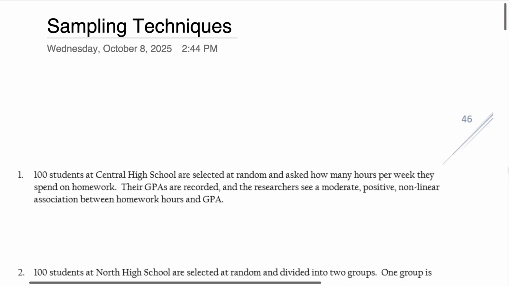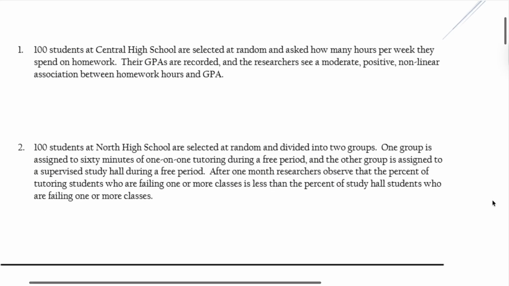In here, we're going to talk about several sampling techniques. First, consider these two scenarios. 1. 100 students at Central High School are selected at random and asked how many hours per week they spend on homework. Their GPAs are recorded, and the researchers see a moderate, positive, nonlinear association between homework hours and GPA.